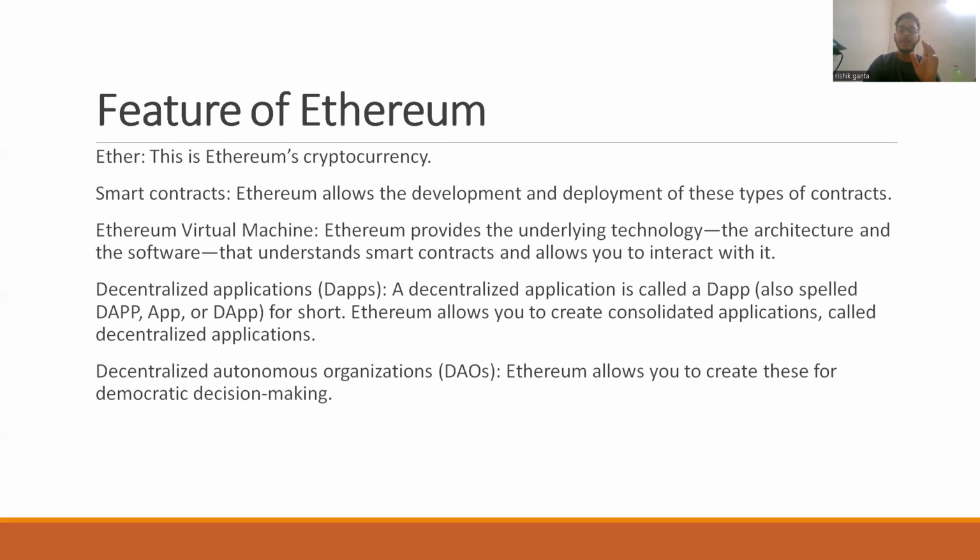Decentralized application. A decentralized application is also called a dApp. Ethereum allows you to create consolidated applications called decentralized applications. Decentralized autonomous organization. Ethereum allows one to create autonomous organizations for democratic decision making.